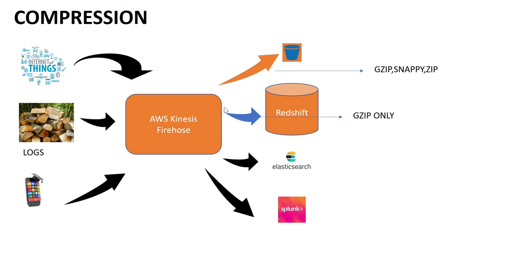Let's look at compression now. If you are writing to S3, you can compress that data in gzip, snappy, and zip format. Only these three formats are supported. If you are writing to Redshift, then you can use gzip only. The compression works for these two targets only.